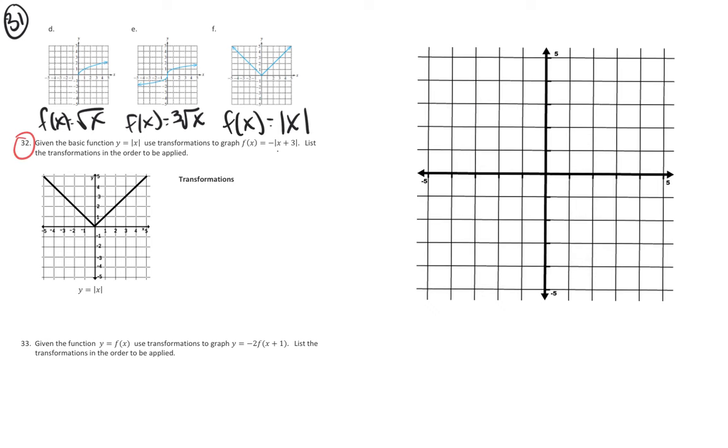Okay, so for this first one, we're going to look at these transformations, and we know that our first transformation is going to be a shift left by 3, and our second transformation is going to be a reflection over the x-axis.